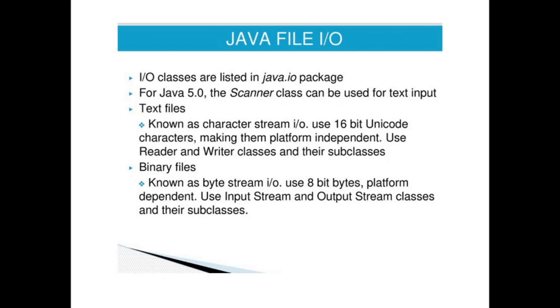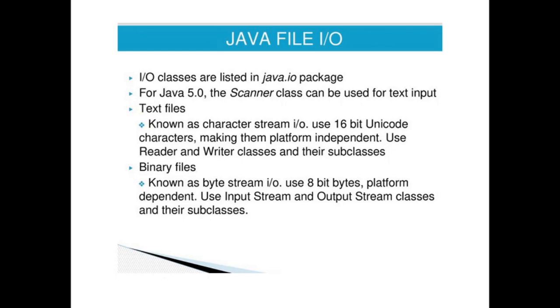Now input output classes are listed in the java.io package. What is a package? A package is a combination, a constitution of other packages and classes. So the input output classes in Java are contained in the java.io package. For Java 5.0, the Scanner class can be used for text input. This Scanner class can take input from the user through the keyboard.